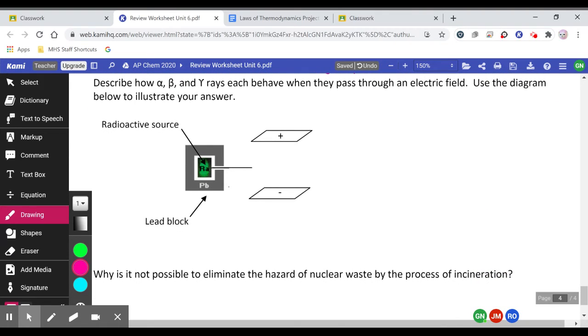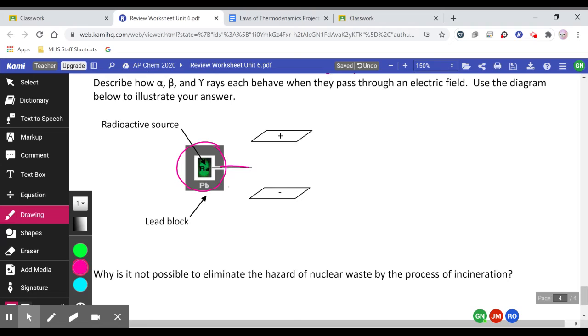Okay, for part C, we are going to use this diagram. We're going to draw on it, and we're going to illustrate where our alpha, beta, and gamma rays would go if they're being emitted from this radioactive source here, this box. Okay, and so let's start with gamma. If we have a gamma ray emitted from this box in this direction, where's it going to continue to go? Is it going to go towards a positive source, a negative source, or keep on going? It's going to keep on going.